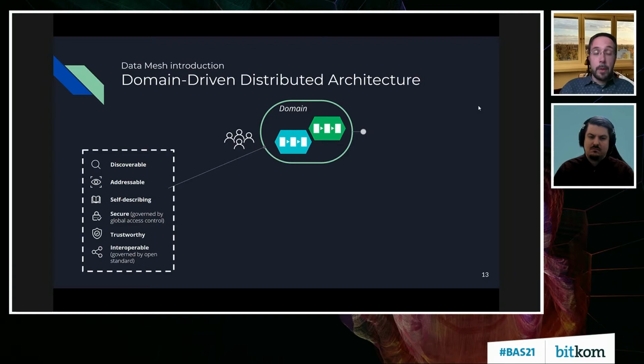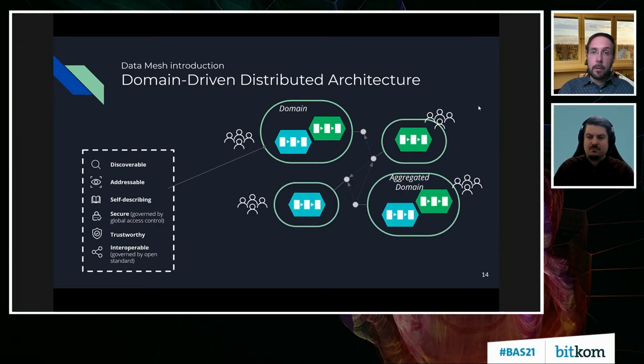Now, a few more things need to be in place for this to actually be a data product in the sense of the data mesh paradigm. So first of all, data products need to be discoverable. They need to be addressable, self-describing, secure, and trustworthy. And most importantly, they need to be interoperable. And when you have these things in place, then such data products that are centered on specific domains can serve as building blocks to build what we call a data mesh.